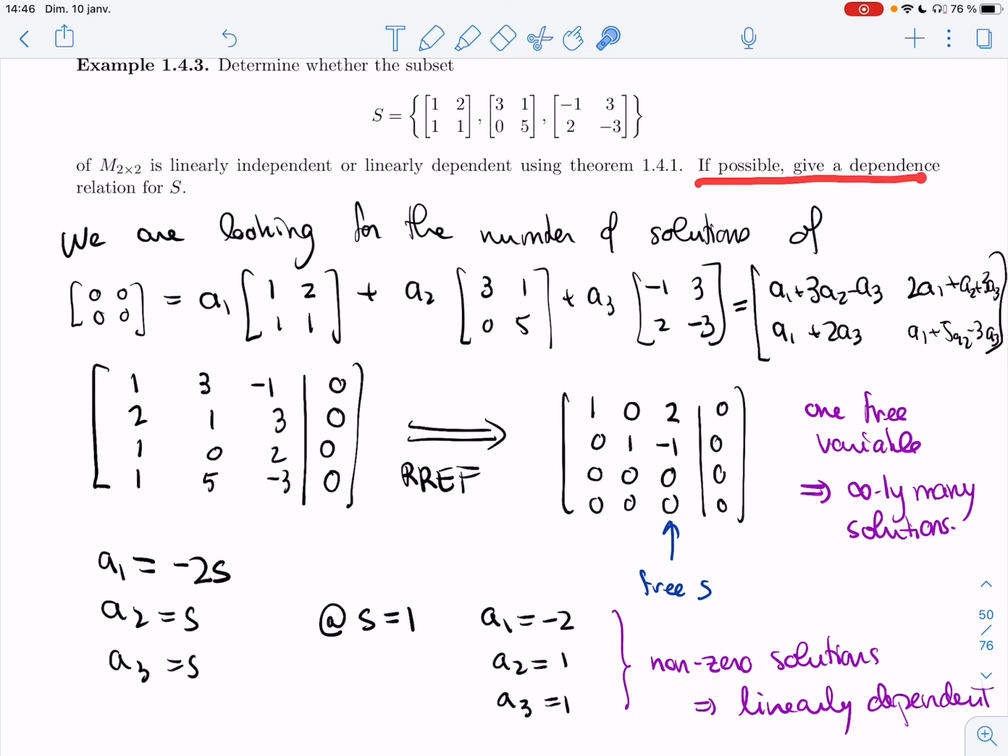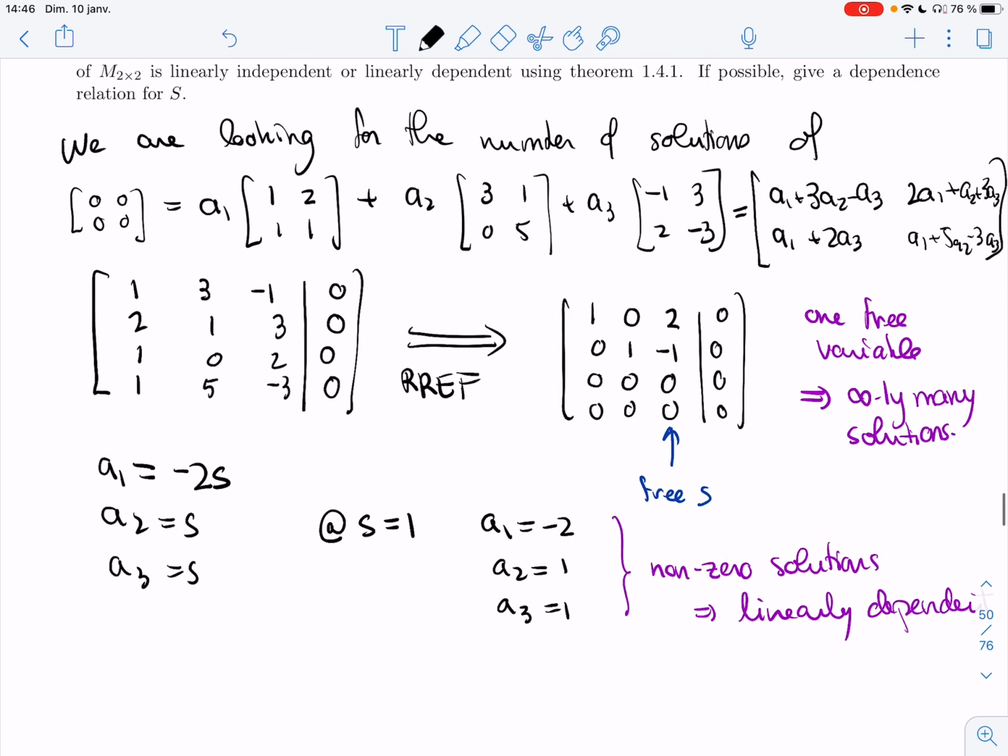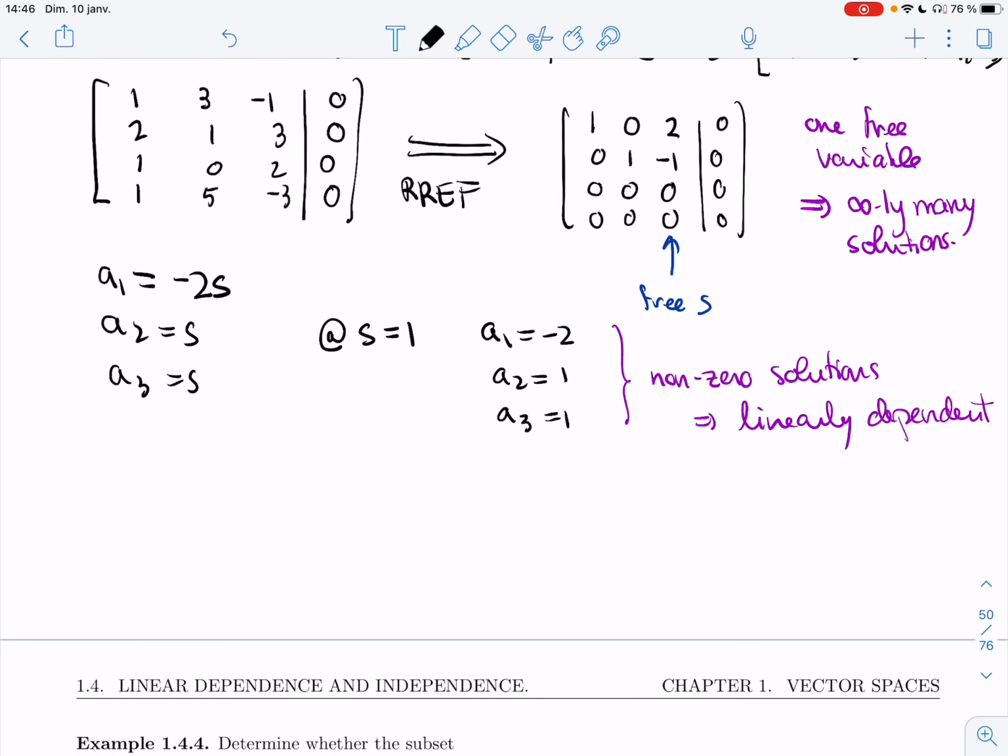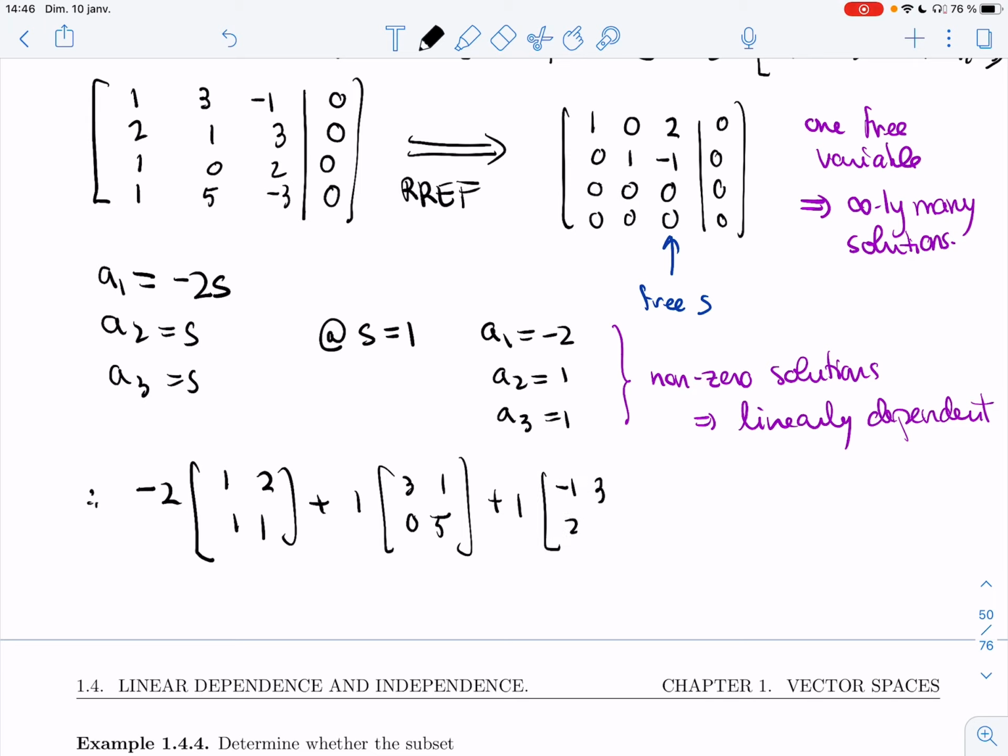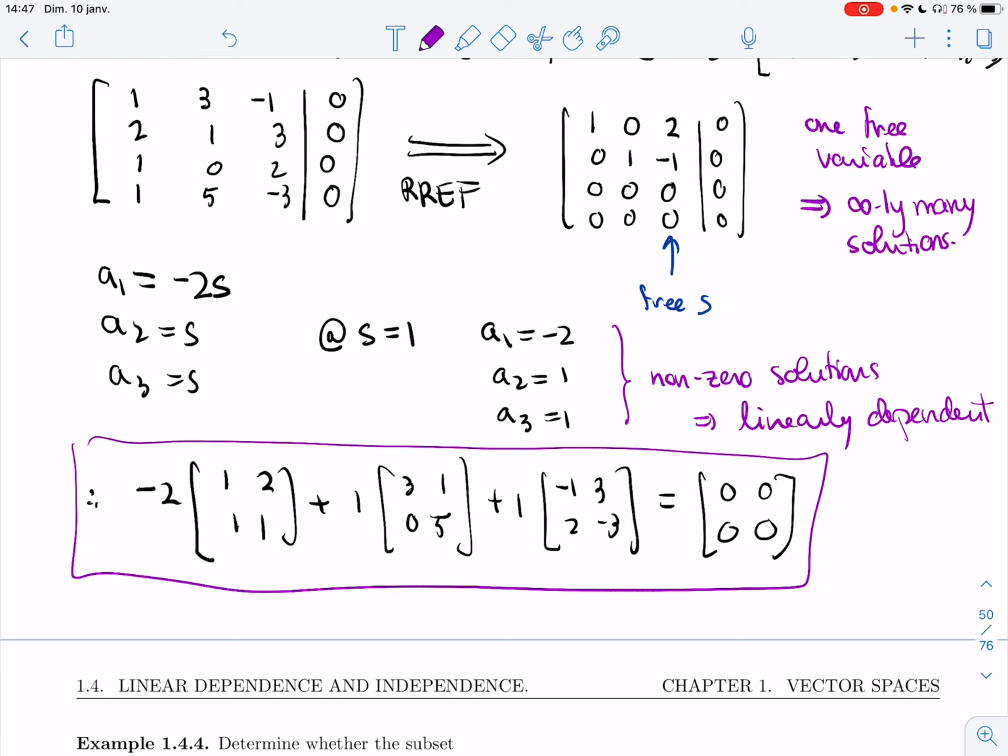But because I had this extra sentence here, because I was asked if possible to give a dependence relation, I knew I needed to get one specific solution here. So minus 2, 1, 1 would work. And so I know that minus 2 times the first matrix plus 1 times the second plus 1 times the third is equal to 0. Always the 0 of your vector space, and so this is my dependence relation.